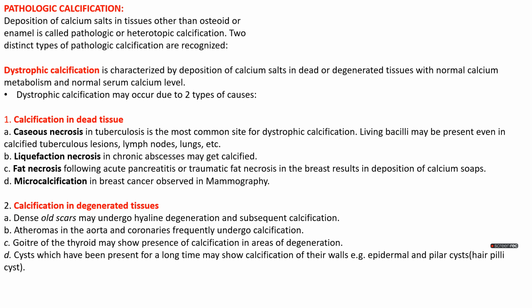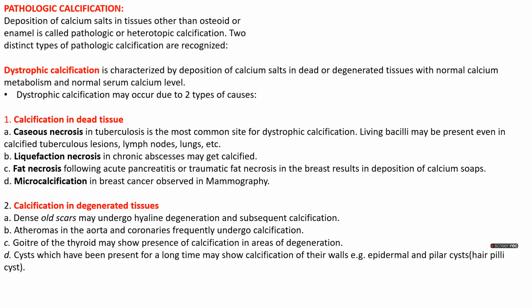Pathological calcification. We already studied necrosis and its various types. Then we went on to gangrene, and various types of gangrene we have also studied. Fine. So today we'll be discussing calcification. The name itself tells you: pathological means that under a disease condition there is calcification.